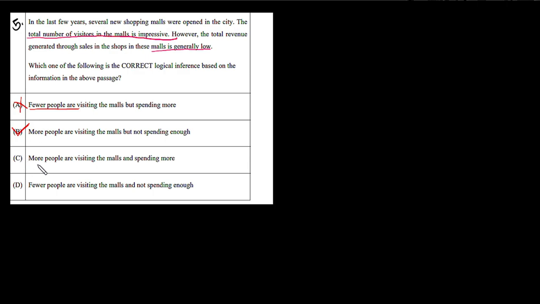Now let's also look at options C and D. In option C, more people are visiting, yes, so the first part is correct, but in the second part they are spending more. If this is the case, then the revenue also goes up. So option C is also not correct. Option D says fewer people are visiting the mall but not spending enough. Again, they are saying the number of visitors is less, so I can cancel it out. So only option B is the correct statement which can be inferred logically from the above passage.